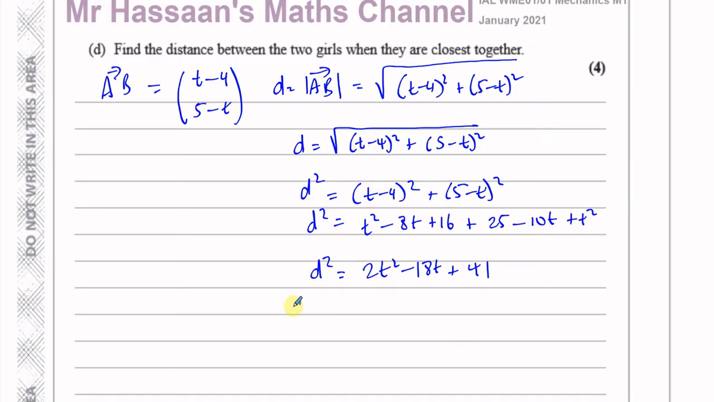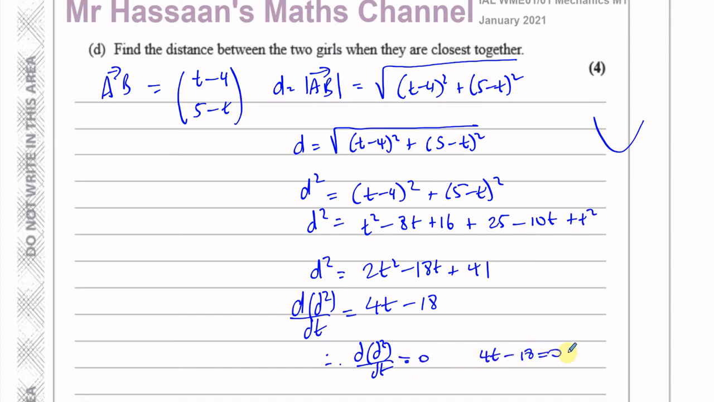So if I find the differential of d² with respect to t, this is one way of doing it. Find the minimum of this expression, differentiate it and make it equal to 0. How you find a minimum, from what we learned in P2, is you find the gradient function, equate the gradient to 0, and find the value of t, and that could be either a maximum or a minimum. In this case, it's going to be a minimum because this is a quadratic that opens upwards. So this is going to give you 4t − 18. When the differential is equal to 0, you're going to have 4t − 18 = 0.